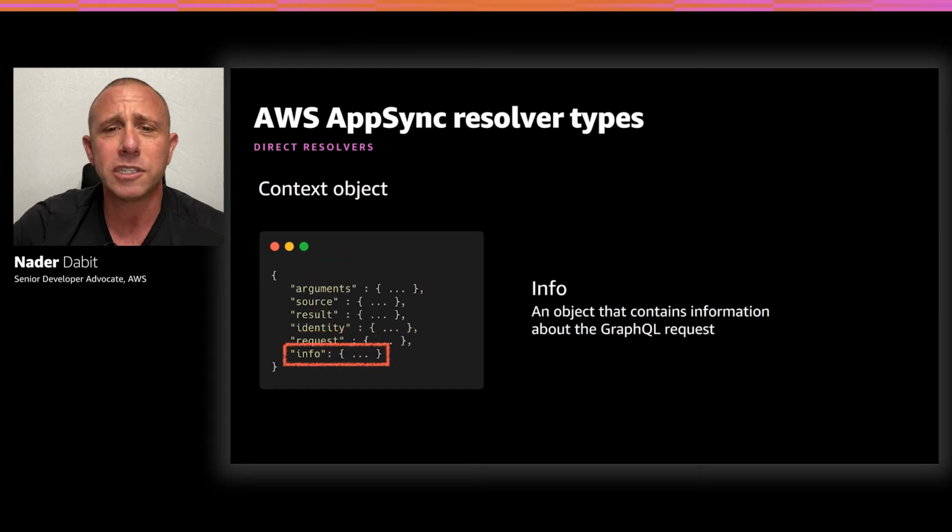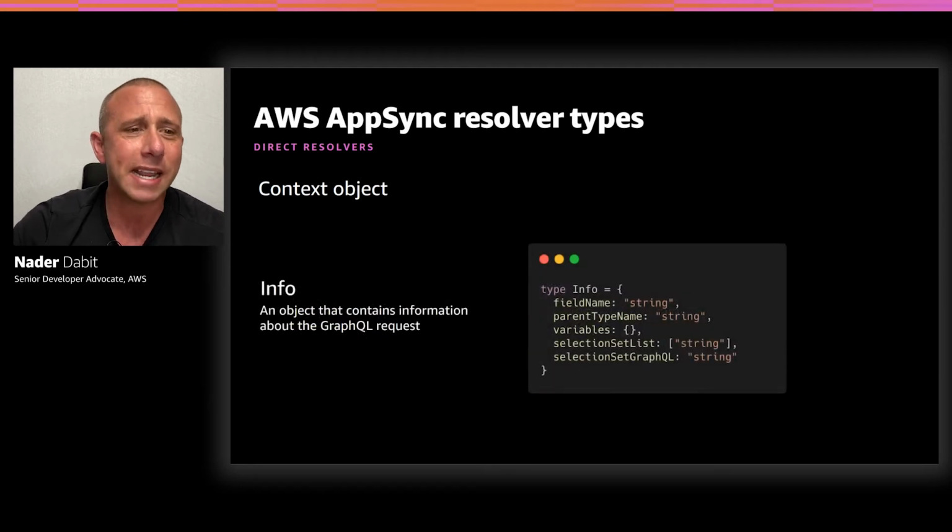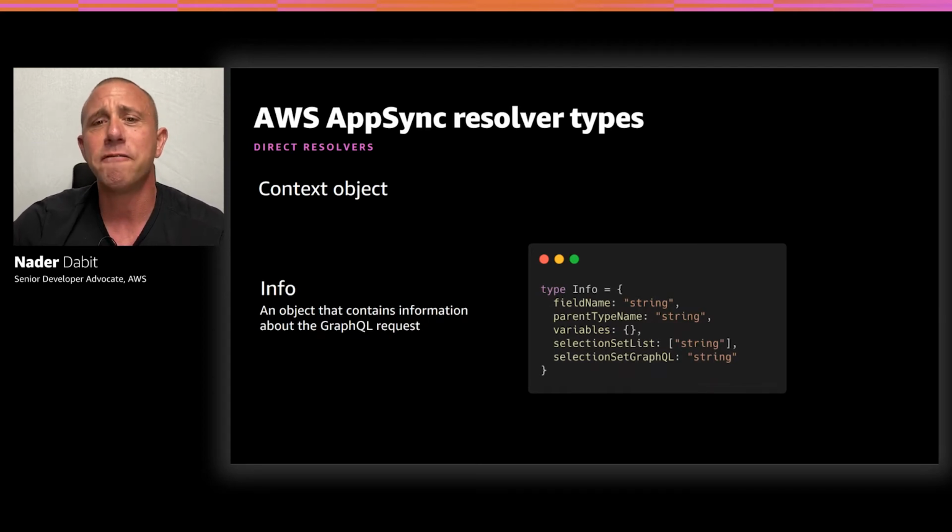And this is GraphQL specific. This is the actual GraphQL info object. And this is actually pretty helpful and pretty useful. So let's take a deeper look at that. The info object, again, contains information about the GraphQL request. So, for instance, it has the field name, the parent type name, variables, and other things.